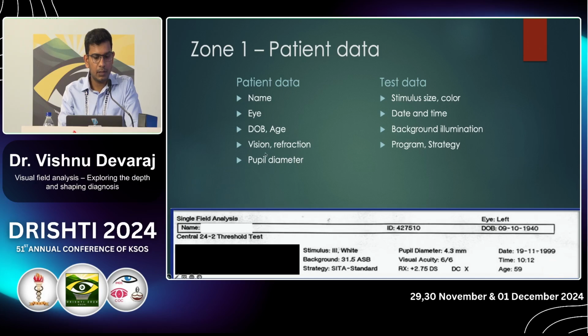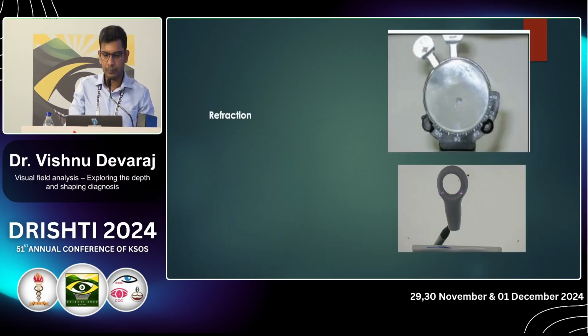Then pupil diameter should not be less than 3 millimeters, because again there will be a decrease in sensitivity. The stimulus size normally used is Goldmann size 3. Then the background illumination used is 31.5 apostilbs, which is used to saturate the photoreceptors so that the test is done in a photopic condition. Then we use a full aperture lens as well as the liquid crystalline lens.